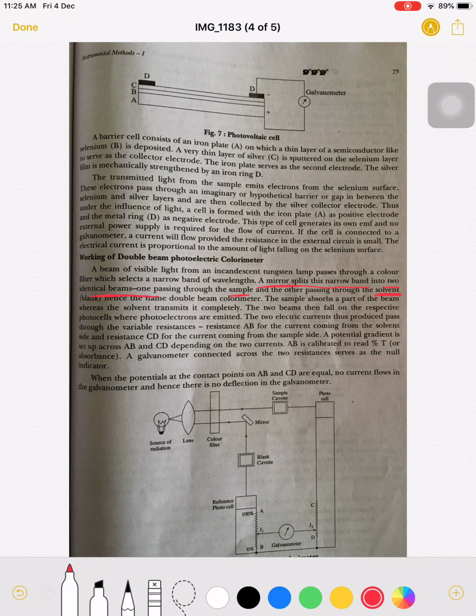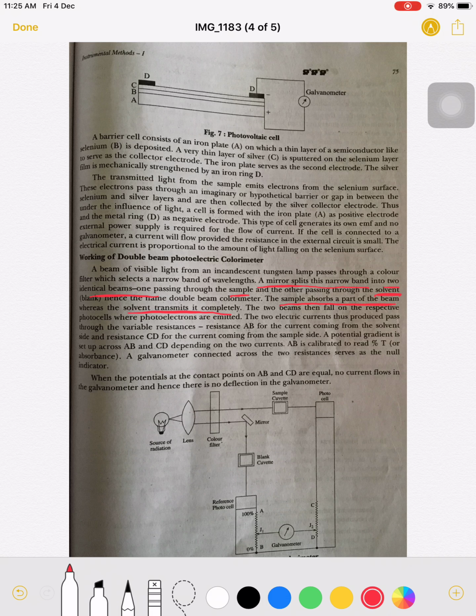Now see here, in the solvent there is no compound, but in the sample solution there is a compound. Therefore the sample absorbs a part of the beam whereas the solvent transmits it completely. So the light passing through the solvent is completely transmitted, but some amount of the light passing through the sample gets absorbed by the sample solution.